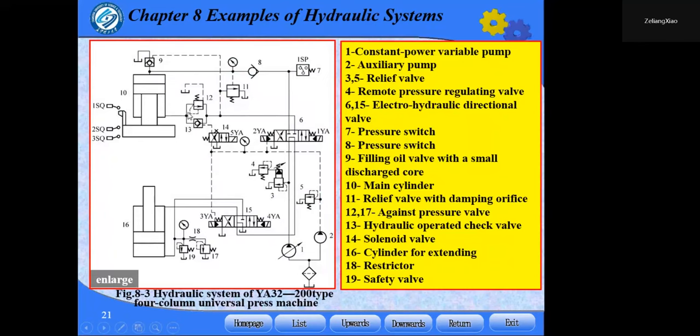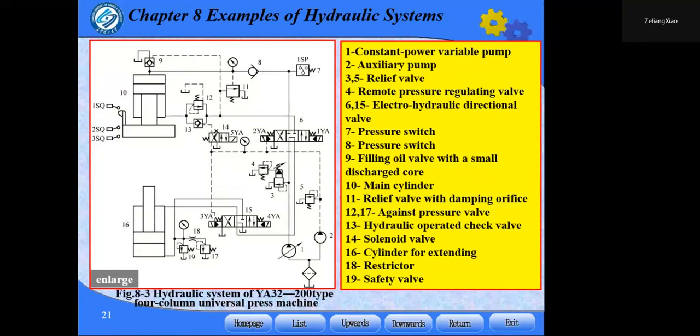Main cylinder 10 goes into the reservoir, building pressure again. With the back pressure valve 12, the reservoir passes into valve 6 and valve 14. The sliding block moves downward by itself due to back pressure in the return oil line. The pressure oil supplied by pump 1 makes it move slowly toward the workpiece. The pressure in the upper port of the main cylinder is increased.